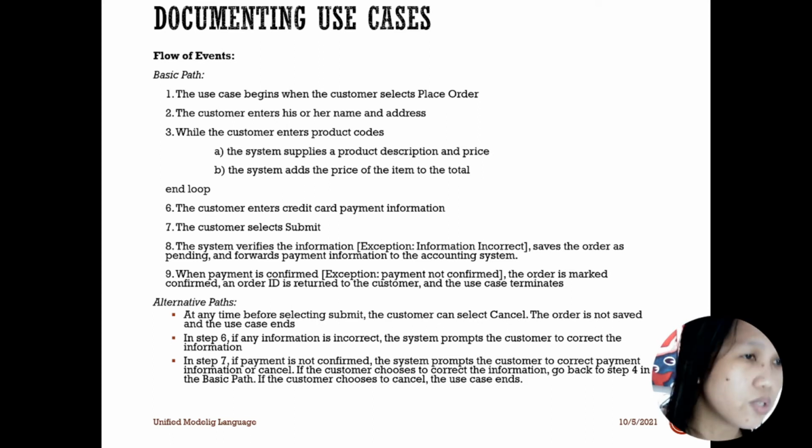Then there are alternative paths. If at any time before selecting submit the customer can select cancel, the order is not saved, and then the use case ends. In step number 6, if any information is incorrect, the system will prompt the customer to correct the information. In step 7, if the payment is not confirmed, the system prompts the customer to correct the payment information or cancel. If the customer chooses to correct the information, go back to step 4 in the basic path. If the customer chooses to cancel, the use case ends.